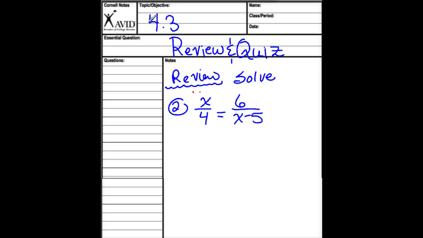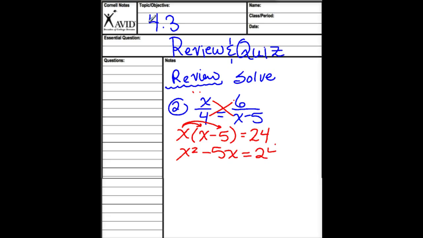So again, I still have these proportions. They all start the same way. You can't start them wrong because you have to cross multiply. So I say x times x minus 5 is equal to 6 times 4, which I'll just do in my head as 24. My goal is to attack the x. It's trapped in some parentheses, so I'm going to distribute. x times x is x squared.